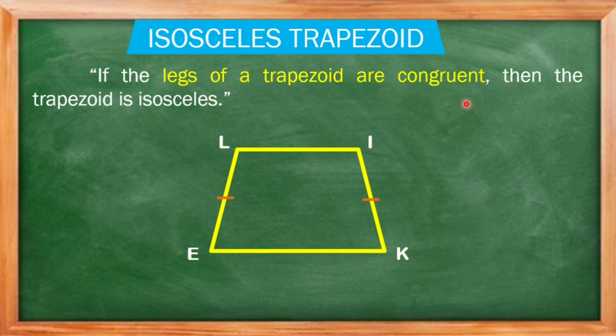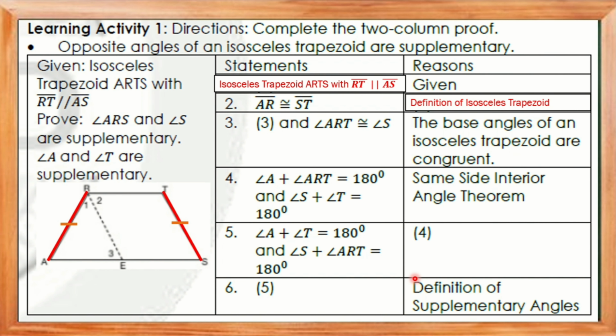Bakit? So, kung babalikan natin yung definition ng isosceles trapezoid natin kanina, na itong legs ng trapezoid natin, as you can see, they are congruent. So, yun yung nakastate natin dito sa definition ng isosceles trapezoid. So, kung kaya, ganun din dito. So, itong segments na to are congruent. So, that is by definition of isosceles trapezoid.